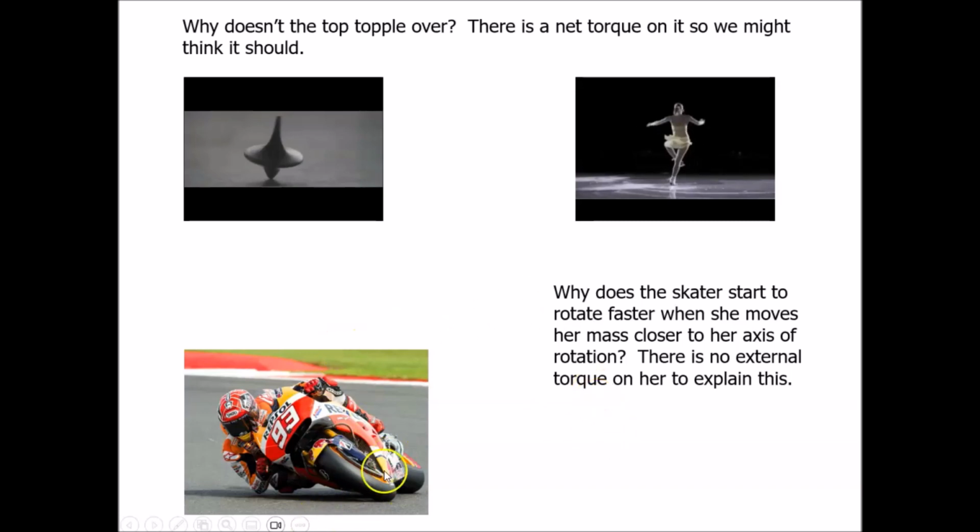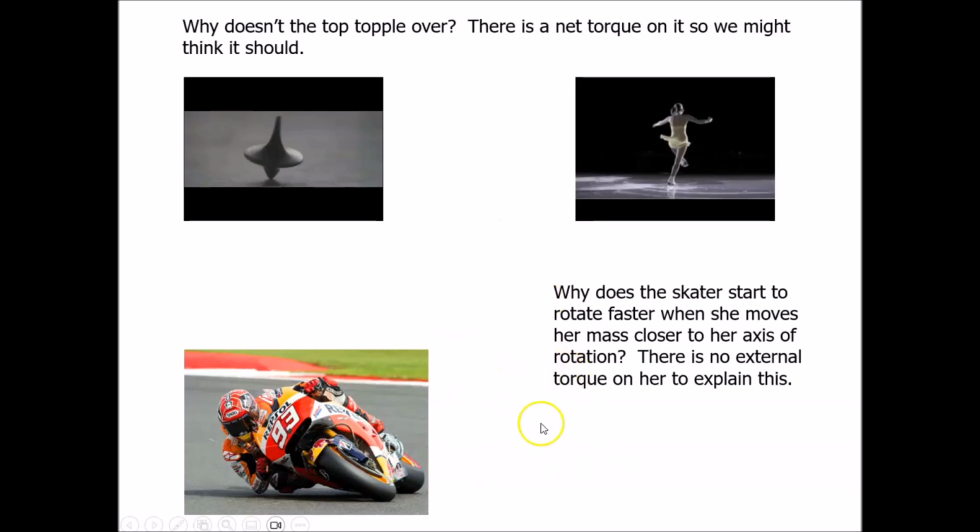Here's another example of something that's not toppling over. Look at this motorcycle rider. I mean, he's way over like this, and she's not toppling over. I mean, there's barely enough space in between. It's very similar to the top reason.